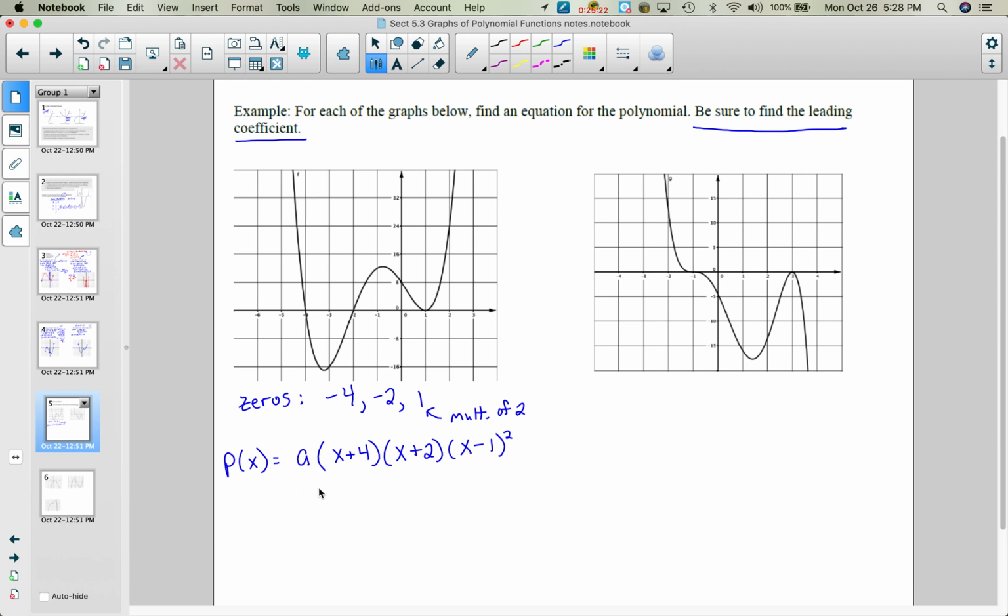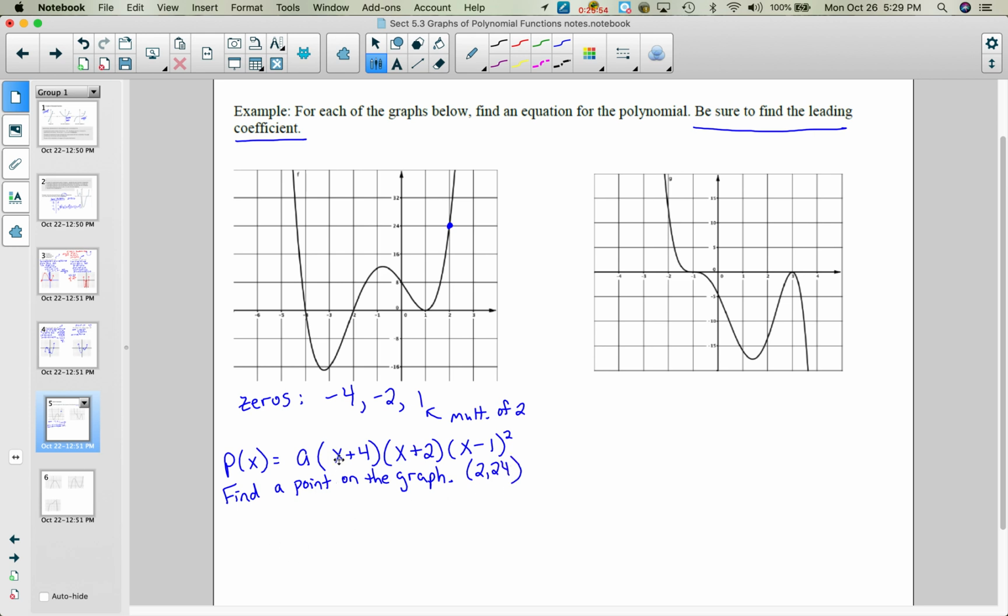So now what? Well, what you're going to do next is find a point on the graph, but that's not one of the zeros. What you don't want to do is multiply all this out. Don't do that. Okay, so it looks to me like the point (2, 24) is on the graph. So I'm going to use (2, 24).